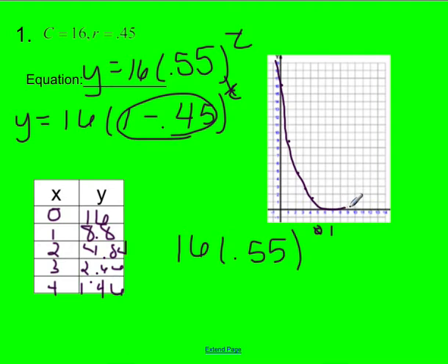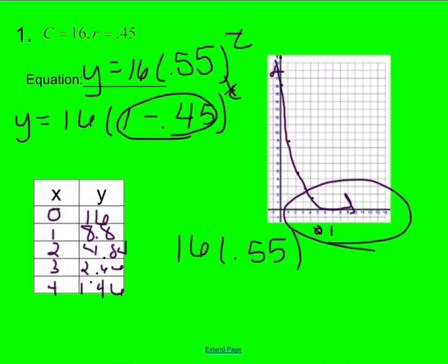Now here's a really big thing about exponential decay. You have to be really careful down at the x-axis here. Remember that your graph is not crossing the x-axis. It's just going to come down and sit on top of it. It's not going to actually cross it.